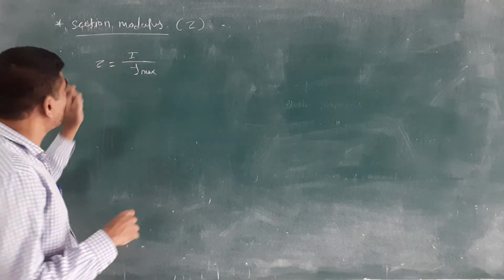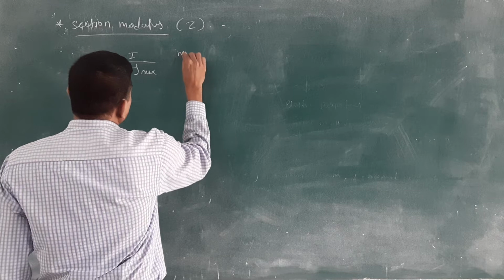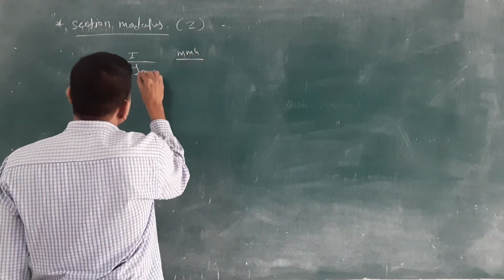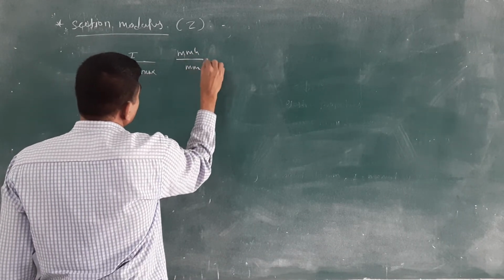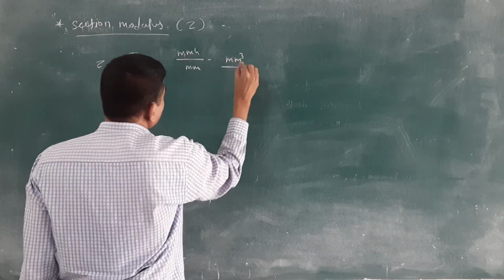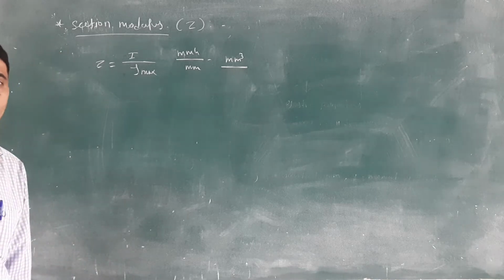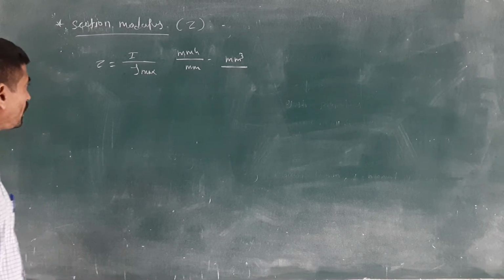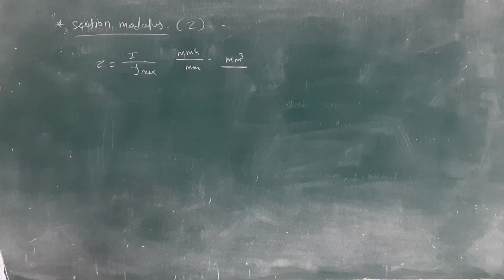What is the unit of I? I is given in mm raised to 4. What is the unit of Y max? It is mm. And so what is the unit of Z? mm cube or meter cube. Remember, the units are very important.